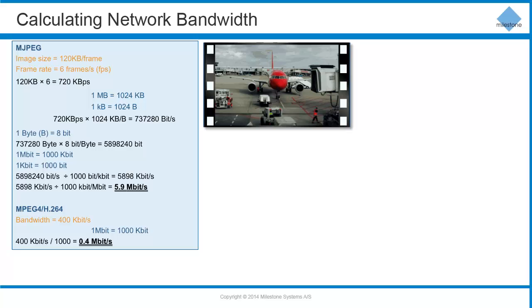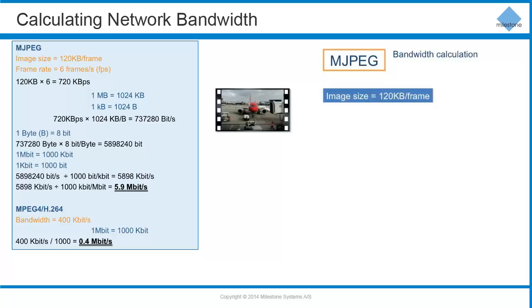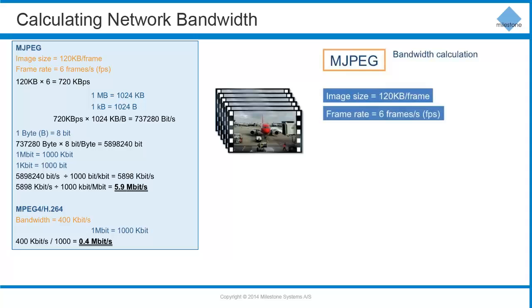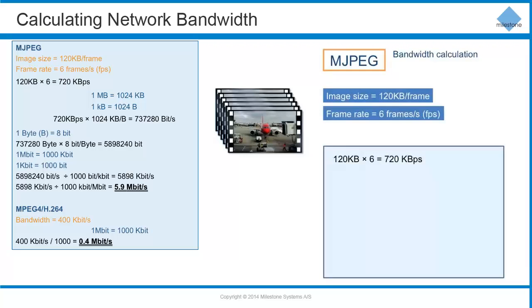For motion JPEG, the two main inputs needed in order to calculate bandwidth are image size, which is commonly measured in kilobytes, and frame rate, which is also referred to as frames per second. We will be using the airport image seen on the right for our sample calculation. In this example, our camera has an average image size of 120 kilobytes and a frame rate of 6 frames per second. We need to multiply those two numbers together in order to know the total number of kilobytes that are sent per second, which equals 720.